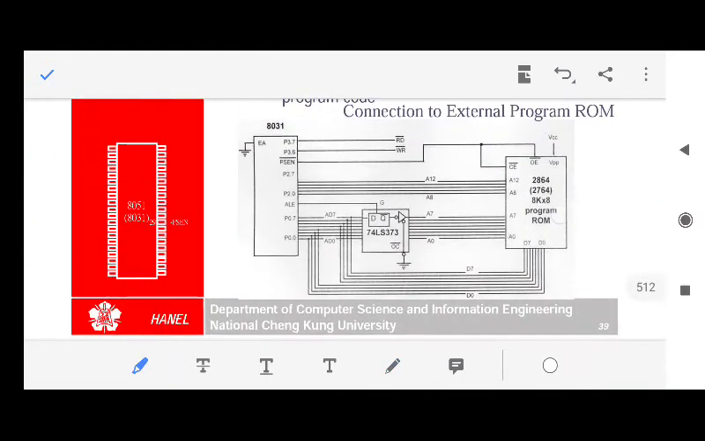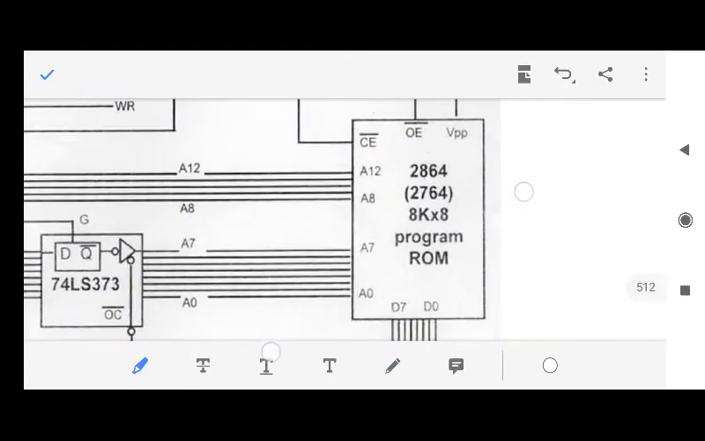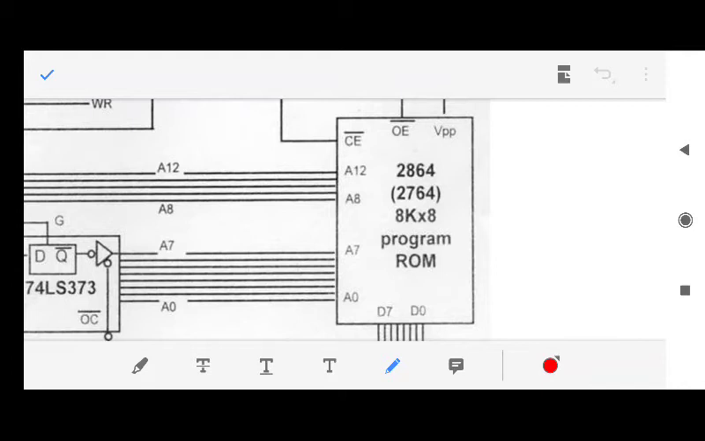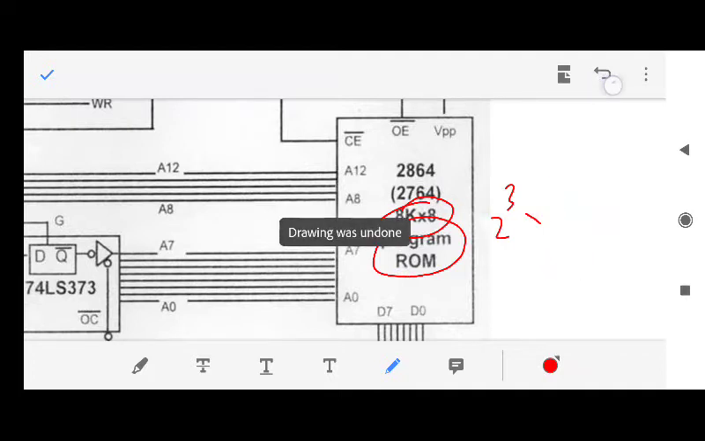See this example. We have a program ROM or code ROM. We can also call it a code ROM or a program ROM. What is the size? 8K by 8, that means 2 to the power 3 into 2 to the power 10, that means 13 address lines are required. Fine. So 13 address lines need to be connected.